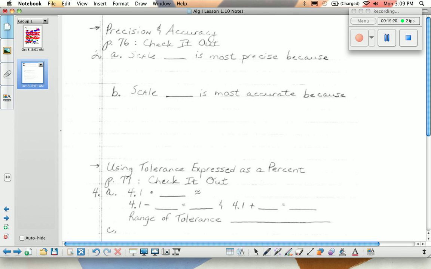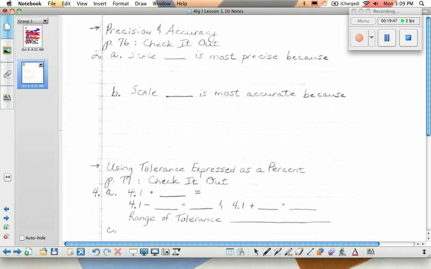But if it is more precise, then it has to be what? To the smallest unit of measure. Okay, so which one's more precise? That's our first question. Scale A, B, or C? Which one's most precise? B. Why B? Because it's the closest. No, more precise means measure to the smallest unit of measure.